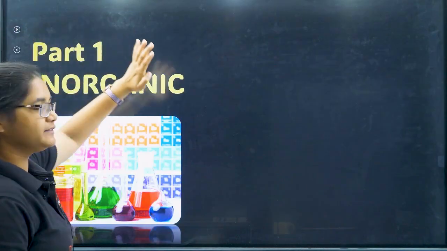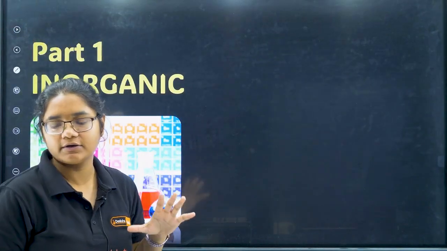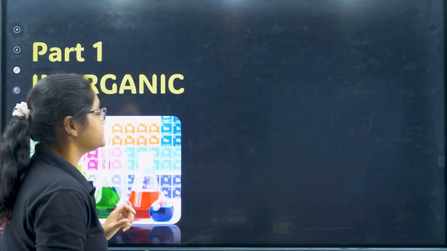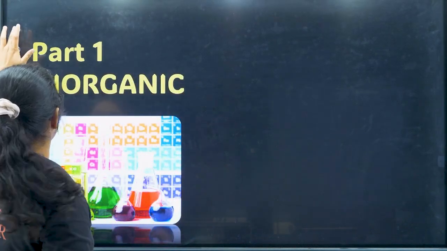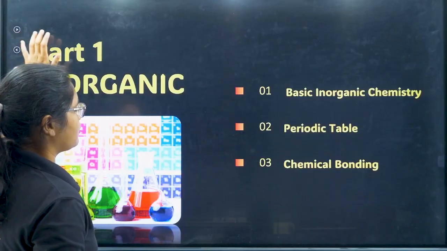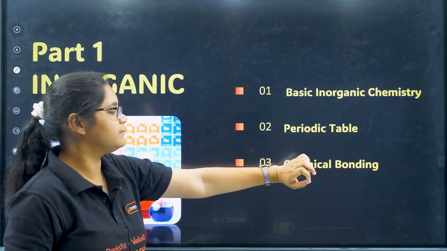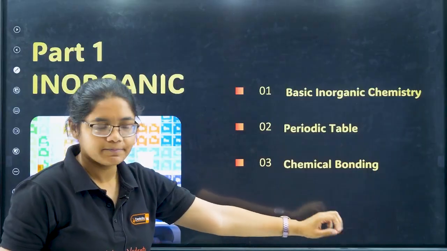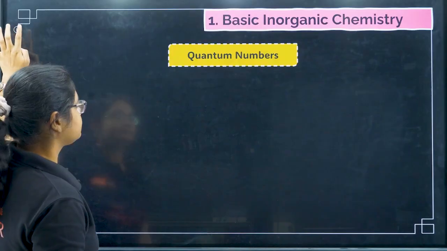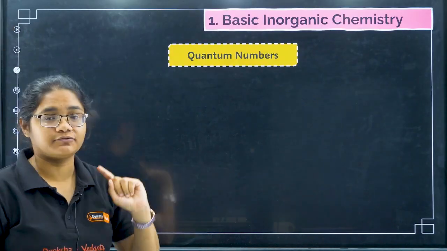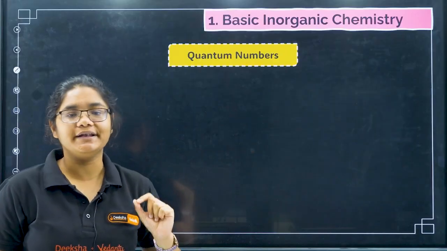With this, physical chemistry's most important concepts we have already covered. Now we will talk about the concepts from inorganic chemistry. What all concepts do I have in inorganic chemistry? First is basic inorganic chemistry, periodic table and chemical bonding. In basic inorganic chemistry, the first thing you should be knowing is quantum numbers.